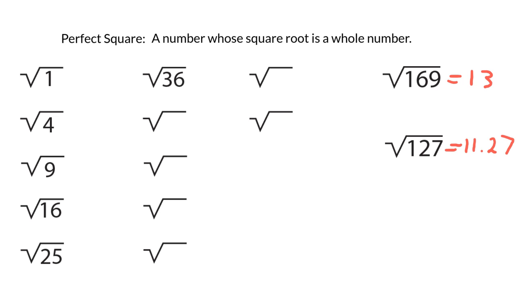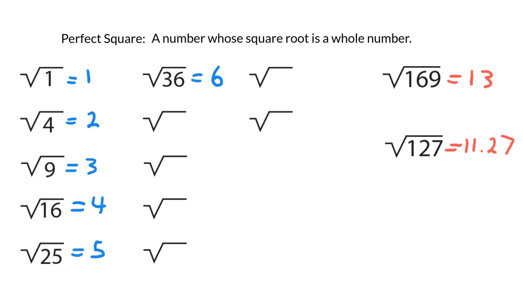Let's look at these numbers over here that are already up on the screen. So here, starting with square root of 1 and up to square root of 36. Let's find the square root of these numbers. Square root of 1 would be 1. Square root of 4 is 2. Square root of 9 is 3. Square root of 16 is 4. Square root of 25 is 5. And square root of 36 is 6. These numbers are all perfect squares.